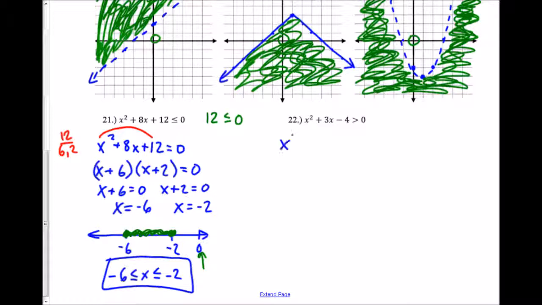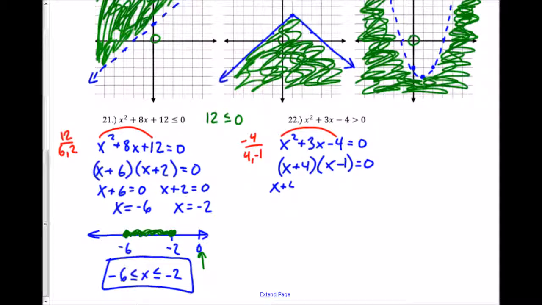Same thing with this last one, x squared plus 3x minus 4 equals 0. I build a bridge. I solve by factoring. The two numbers that multiply to a negative 4 but add to a positive 3 are a 4 and a negative 1. So it's an x plus 4 and an x minus 1. I set each factor equal to 0. And I solve each. Here I find out that I got a negative 4. Here I find out that it's a 1.